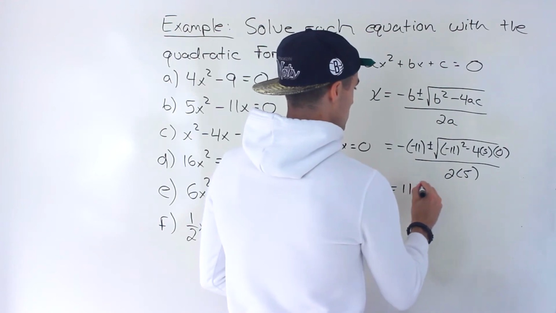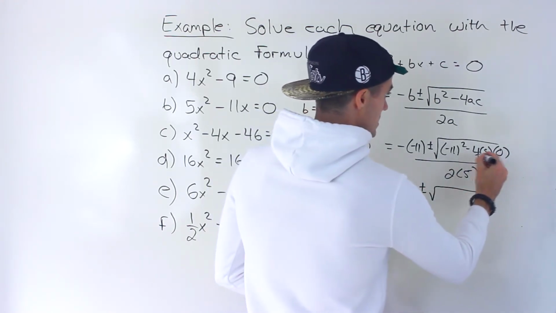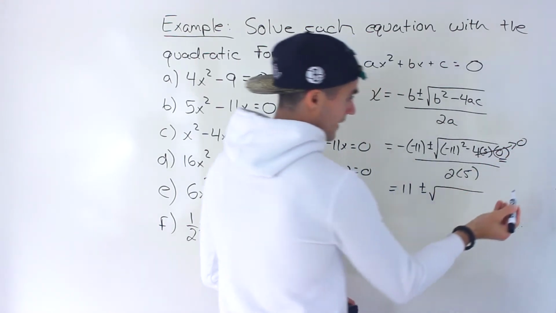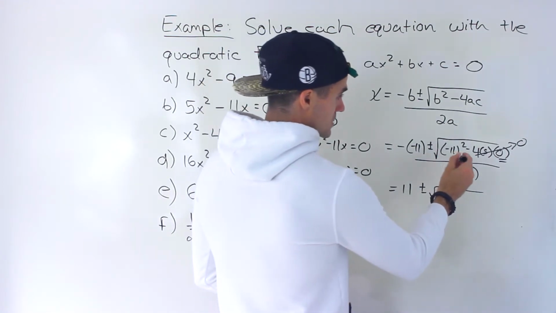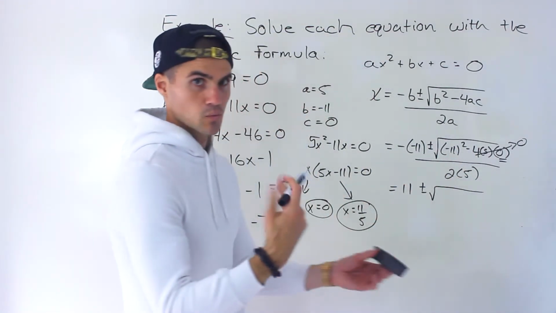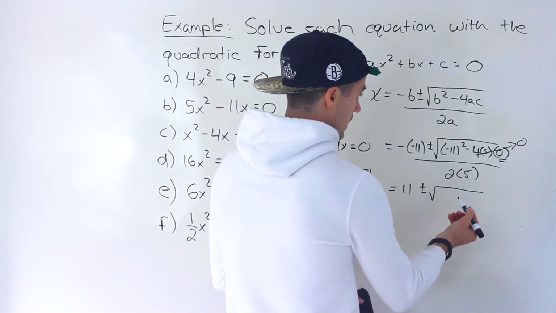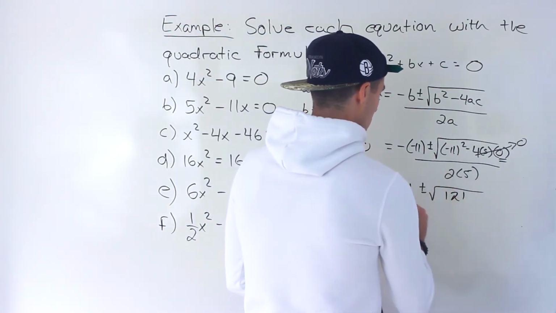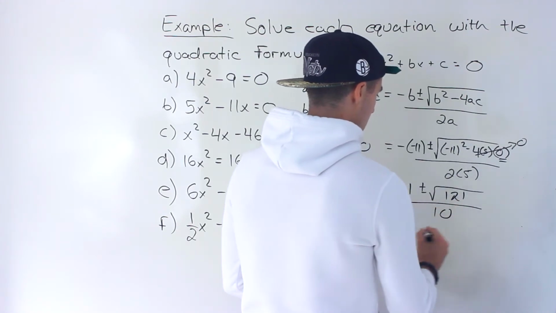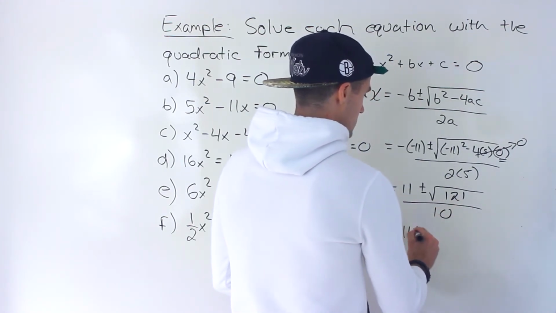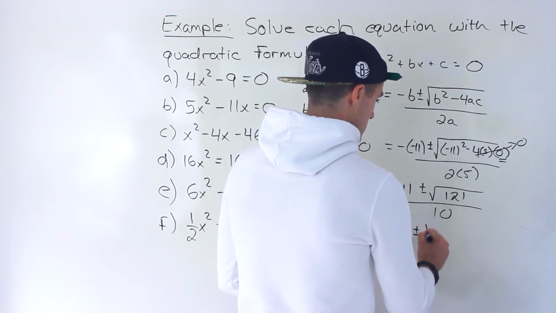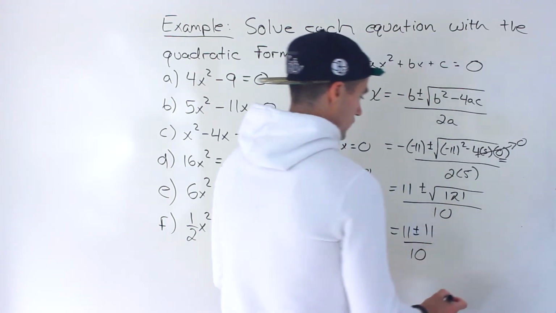So we'd have positive 11 plus or minus. Notice this whole term goes to 0 because of that 0 right there. So we would just end up with negative 11 squared, which is 121. And then the square root of 121 ends up being 11. Let me just write it though. I'll put 121, then we'll have 10. 11 plus or minus the square root of 121, which is 11. That's going to be over 10.